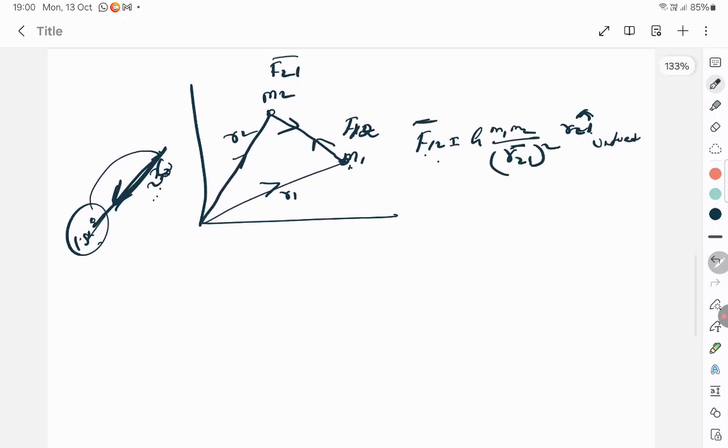So that's about it. Next let's talk about F21. How the second body is getting attracted by the first body is G into M1 M2 by R12 vector the whole square into R12 cap.